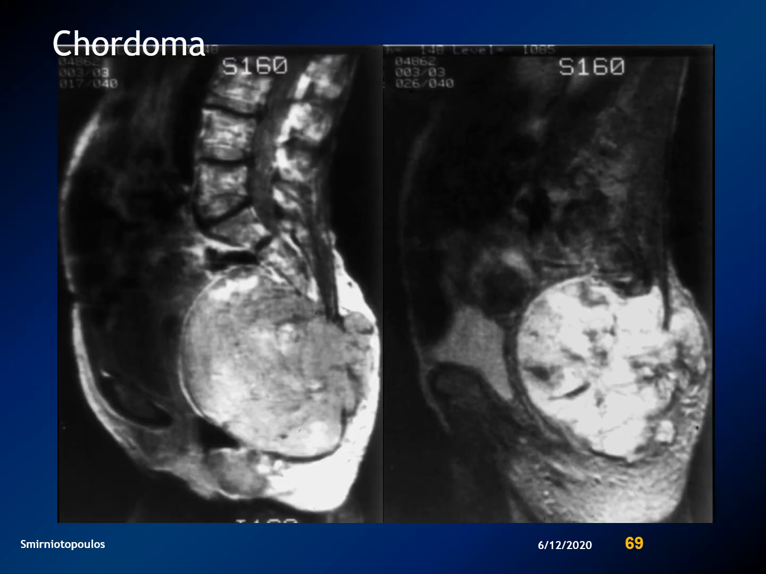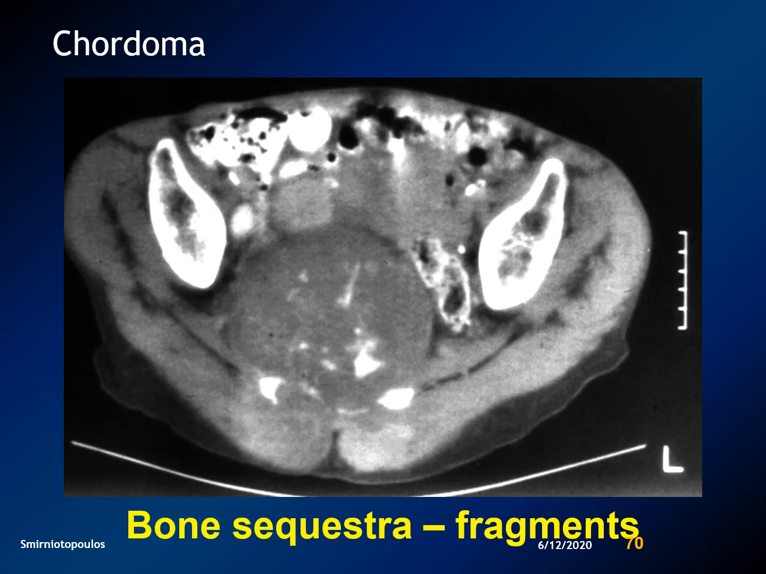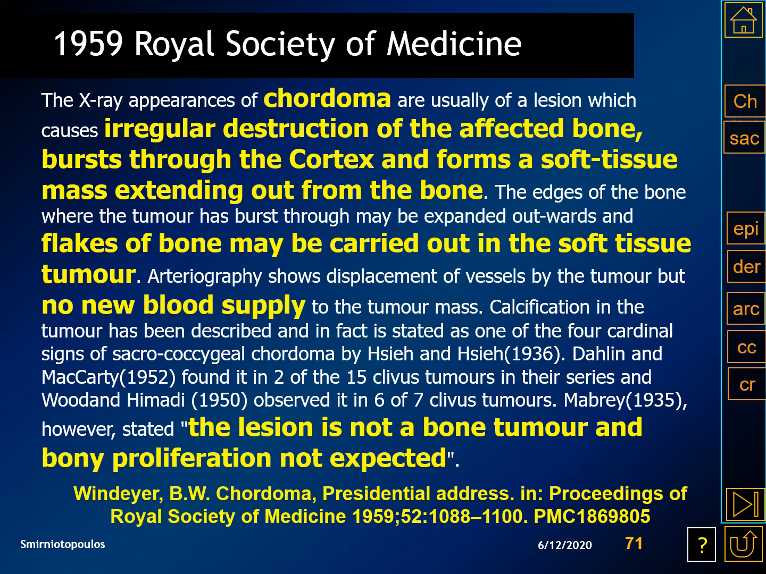Another example here, we can see this large lobulated bulky mass in the same location. And if we look at the axial image, we can see these multiple large irregular bone fragments within the soft tissue of the chordoma. Again, this goes back to the original description from 1959 of showing the large calcified fragments within the soft tissue mass that is a chordoma.